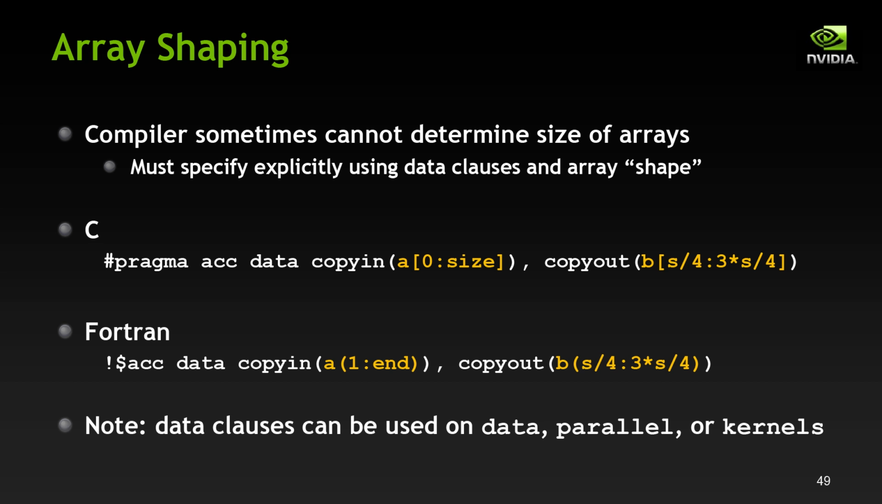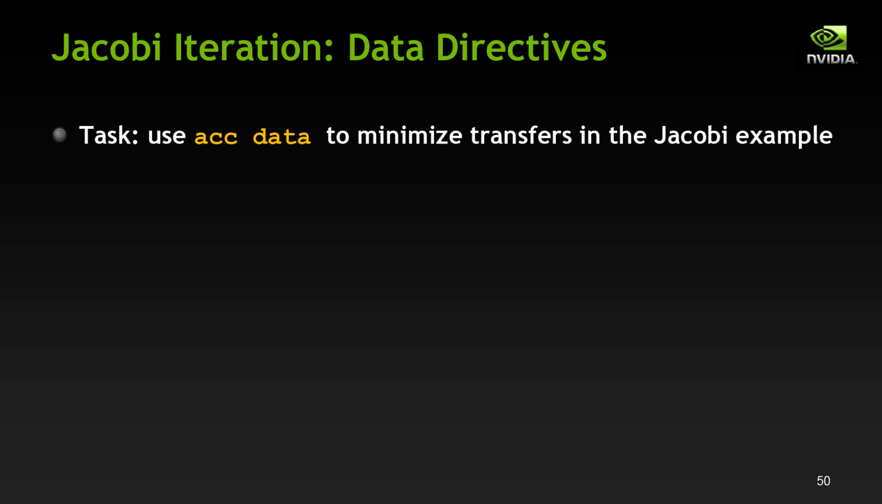And there's a little more good news here, is that you don't necessarily need a data region. You can actually use these clauses on parallel and kernels as well. So if you have an outside data region, you can specify in the parallel region, it's already present, for example, or present or copy in. So you can use these same clauses on data, on parallel, or kernels. And that's just kind of a convenience for you. So let's see how this applies to our Jacobi example.